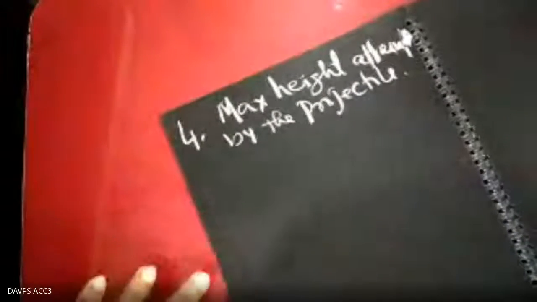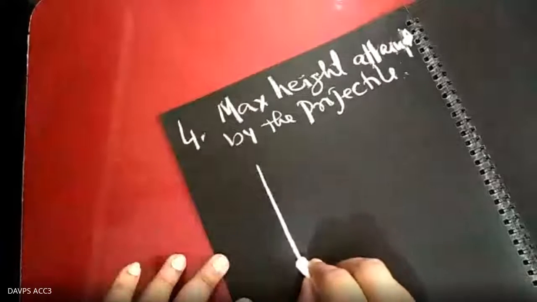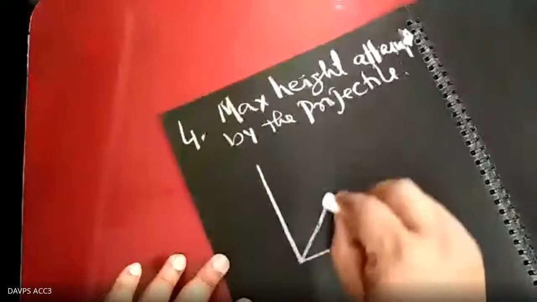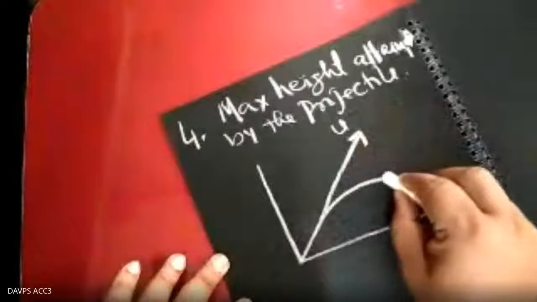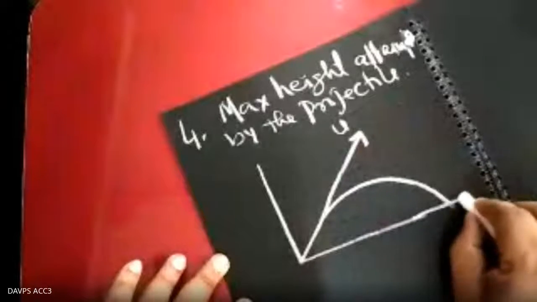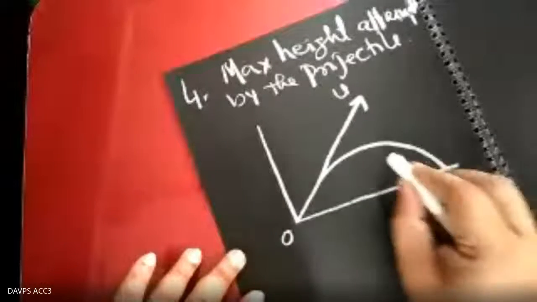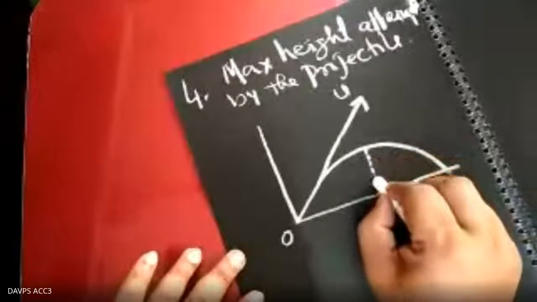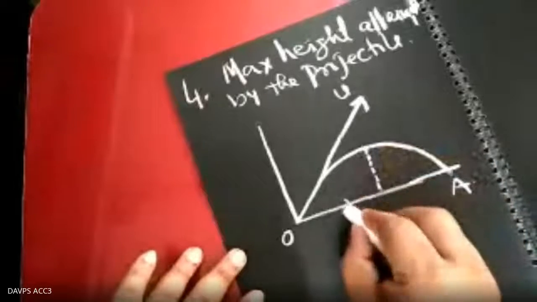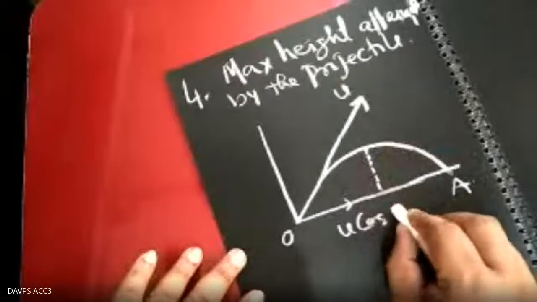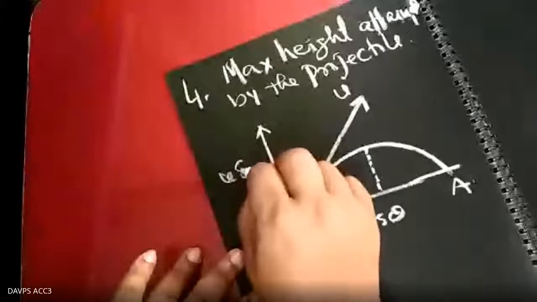Simply, I am drawing the diagram. The situation was like that. This is the projectile, and the projectile is fired with velocity u, and it moves along this way and falls on the horizontal level. This is O, A, and this height is the maximum height. You know the component will always be u cos theta along the horizontal, and if the angle is theta, it will be u sin theta along the vertical.